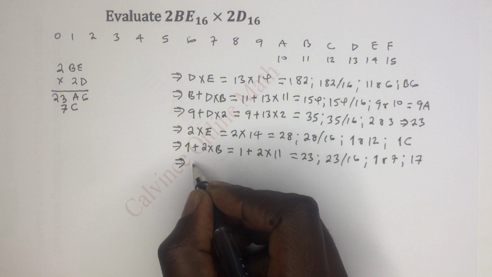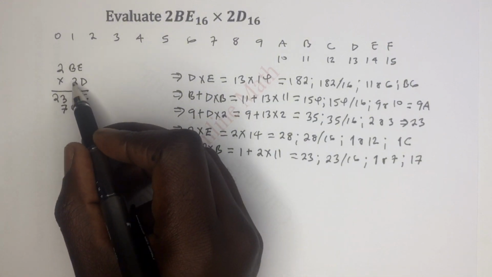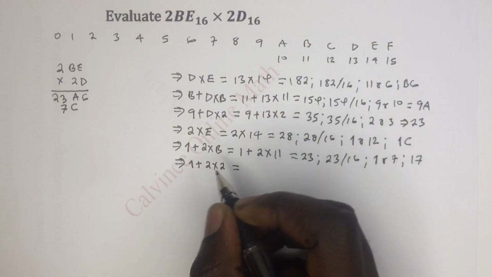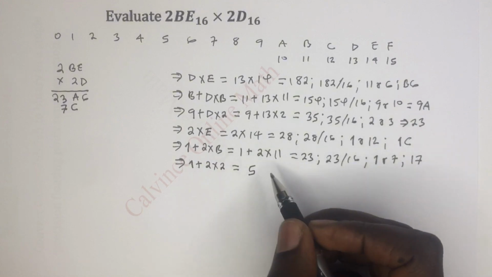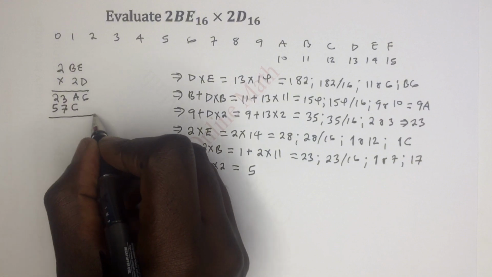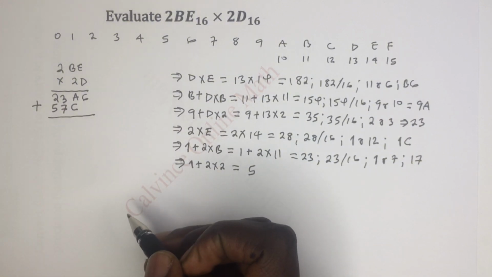In the next step, you take the carry, which is 1, plus the next multiplication, that is 2 times 2. So that is 1 plus 4, which is just 5. Because this is less than 16, you write it the way it is. The next step is to add these two hexadecimal numbers that you have.